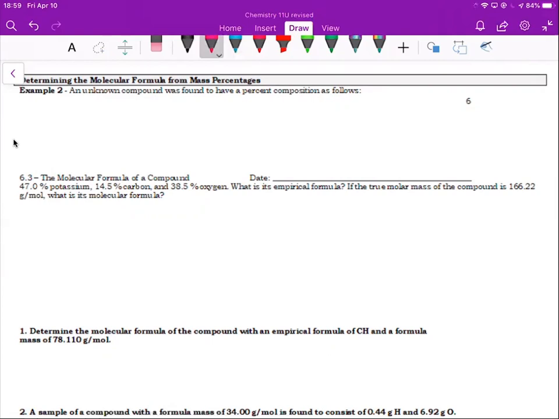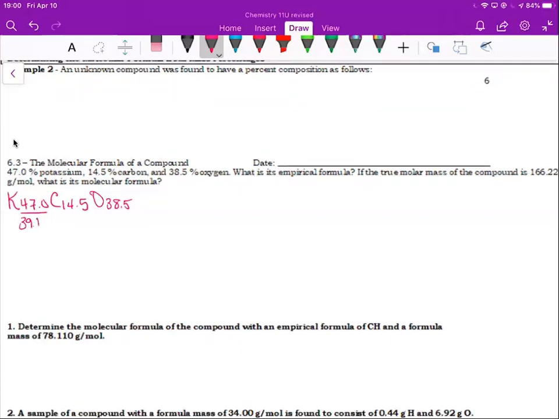Okay, so remember, our first step is that we're going to change the percentages to be 100 grams. And then I'm going to divide by the molar mass. So potassium is 39.10. Carbon is 12.01. Oxygen is 16.00. Let's do this on our calculator. So for potassium, I get 1.20.